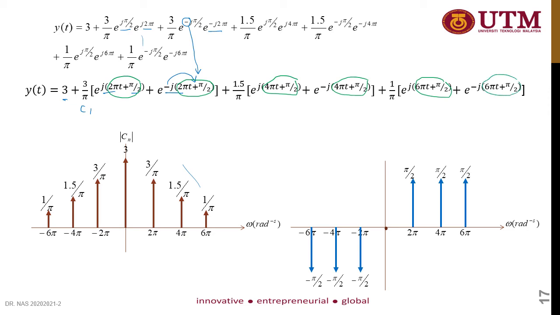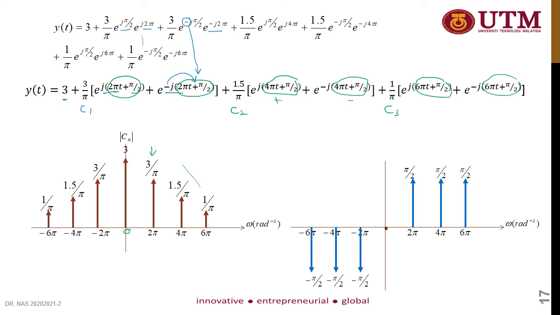Okay, so the same goes for n equal to 2 and 3, this is for C2 and this is for C3, both positive and negative frequencies. Lastly, you can plot the amplitude spectrum and phase spectrum. The first one is C0, where the amplitude is 3. For C1 at a frequency of 2 pi, the magnitude is 3 over pi.